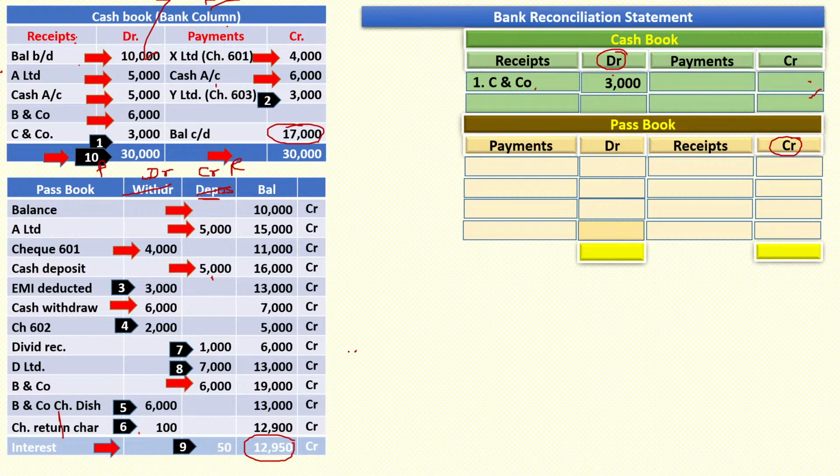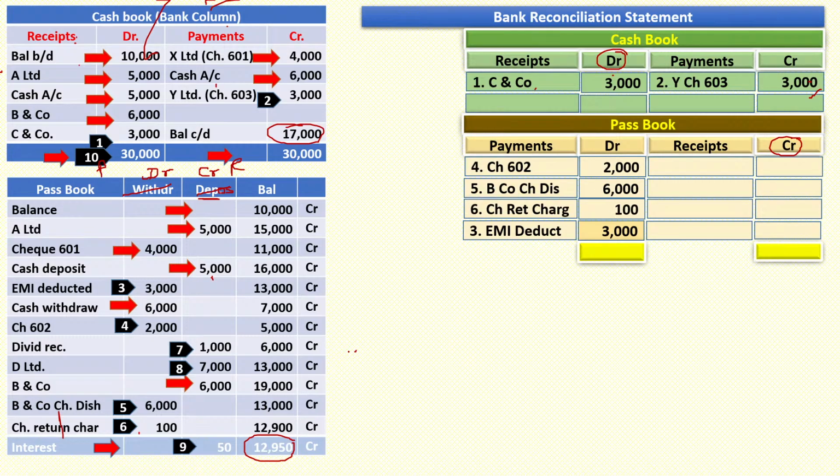First difference, 3,000 rupees, on which side? Receipt side, recorded here. Second difference, Y Limited in the payment side. Third difference, debit side of the cash book. Fourth difference, debit side of the passbook. Fifth difference, debit side of the passbook. Sixth difference, also debit side of the passbook. And seventh, dividend received in the credit side. D Limited 7,000 rupees in the receipt side, and interest. And the 10th one is overcasting.